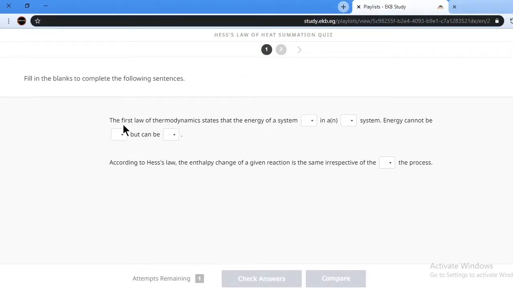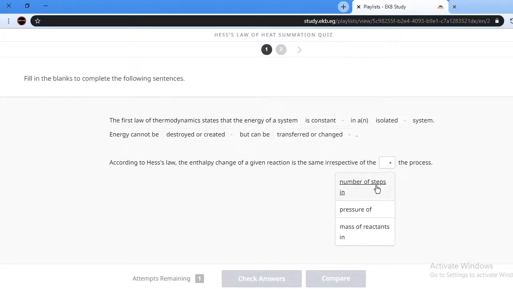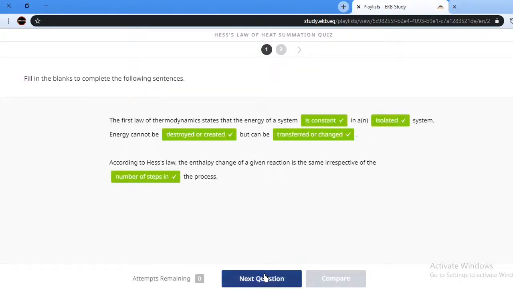The first law of thermodynamics states that the energy of a system is constant in an isolated system. Energy cannot be destroyed or created, but it can be transferred or changed. According to Hess law, the enthalpy change of a given reaction is the same irrespective of the number of steps in the process. Okay, next question.